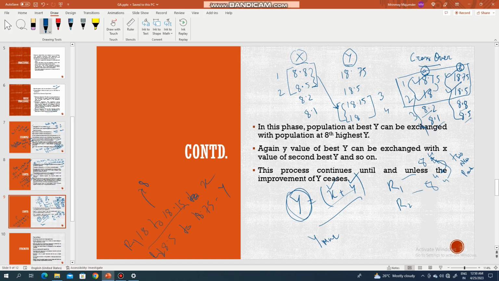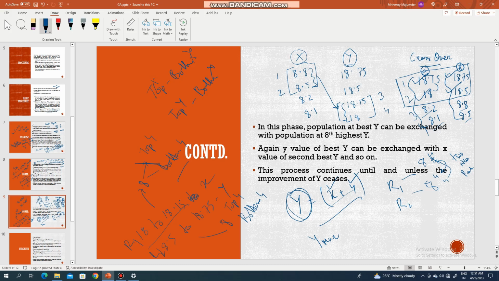8 new numbers will be generated, and from them the top 4 will be exchanged with the bottom 4 of y population, and top 4 of y population will be exchanged with the bottom 4 of x population. So top x with y bottom, and another is top y with x bottom.